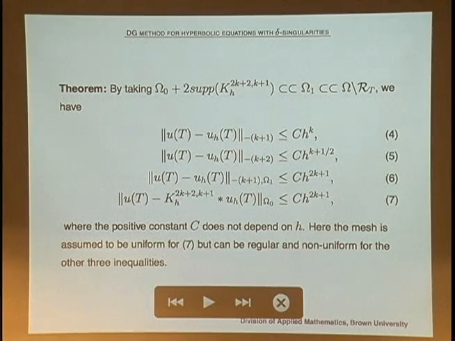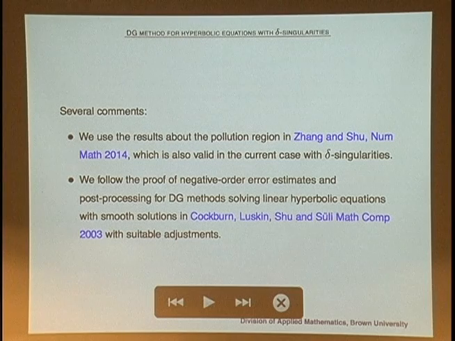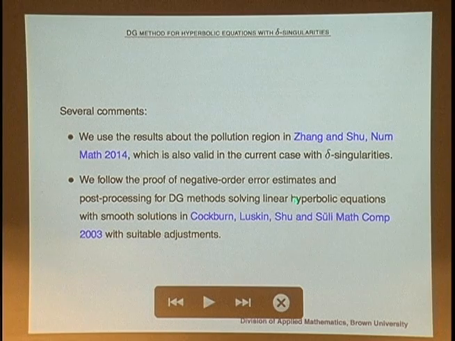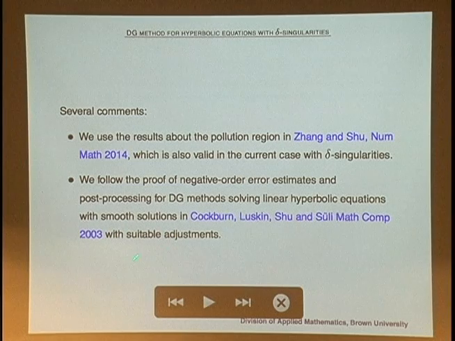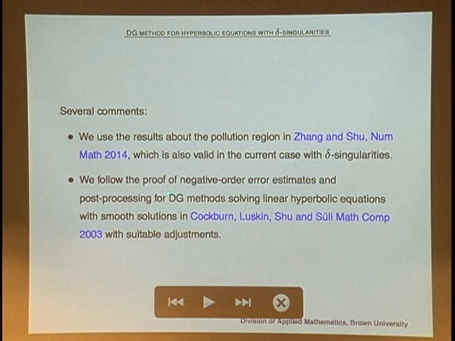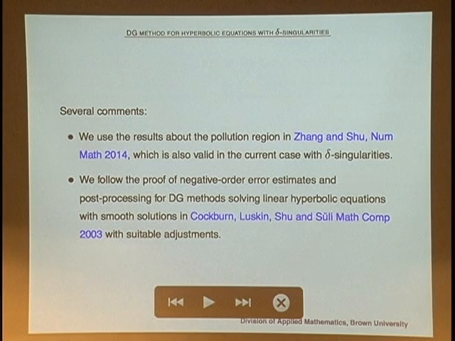Of course, this is a simple case, linear. Several comments. So I will not mention the proof, but it uses the techniques in another paper. Also, the negative norm business follows the framework of this early work of Cockburn, Luskin, Shu, and myself. By the way, I would like to mention that this negative norm thing is actually a very good framework for handling high-order methods to compute not so regular solutions.